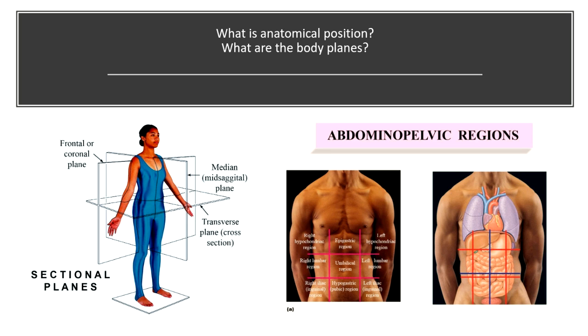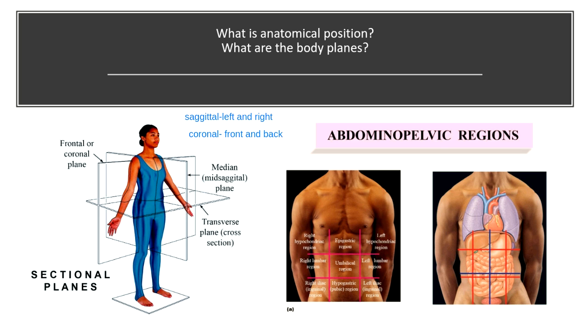And then the body planes, you have three. You have the sagittal plane, which splits you into left and right. Then you have the frontal or coronal, which splits you front and back. And then you have the transverse cross section, which splits you up and down.